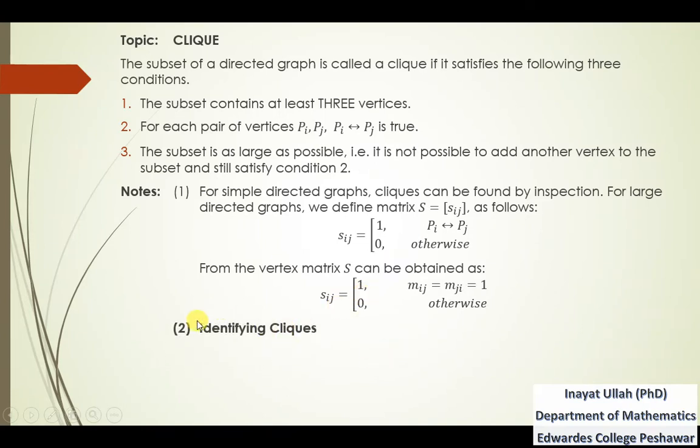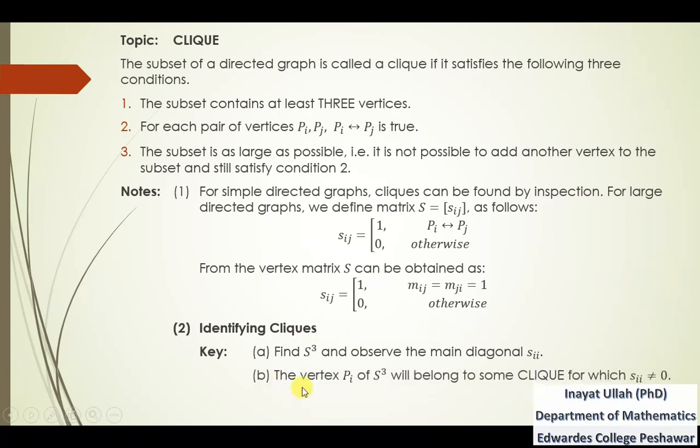And the second note is, how could we identify the cliques for large directed graphs? There are 2 steps. First of all, we need to find S cube, the cube of this S matrix. First find S by this criterion, and then find the cube of that S by multiplying S 3 times, and observe the main diagonal Sii. Observe the main diagonal of this S cube.